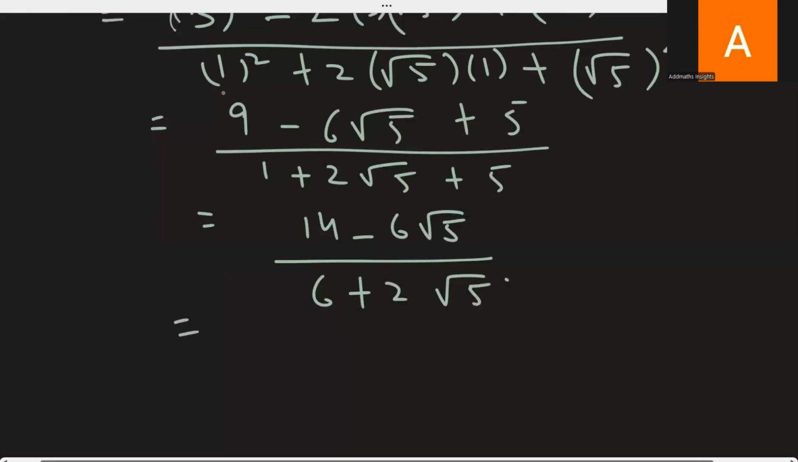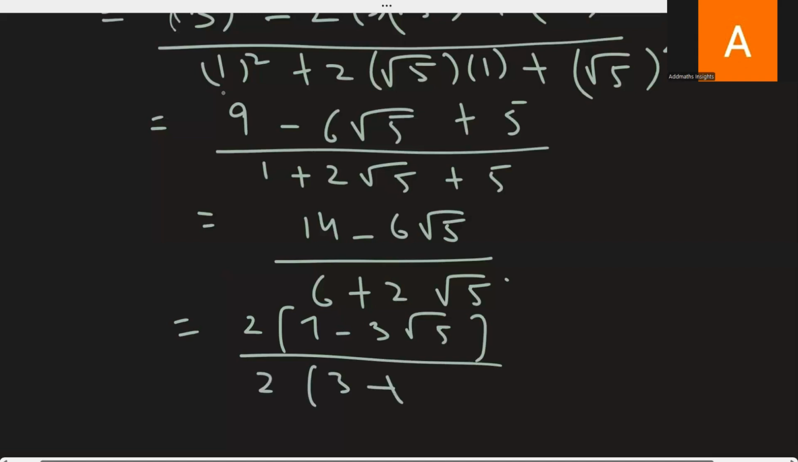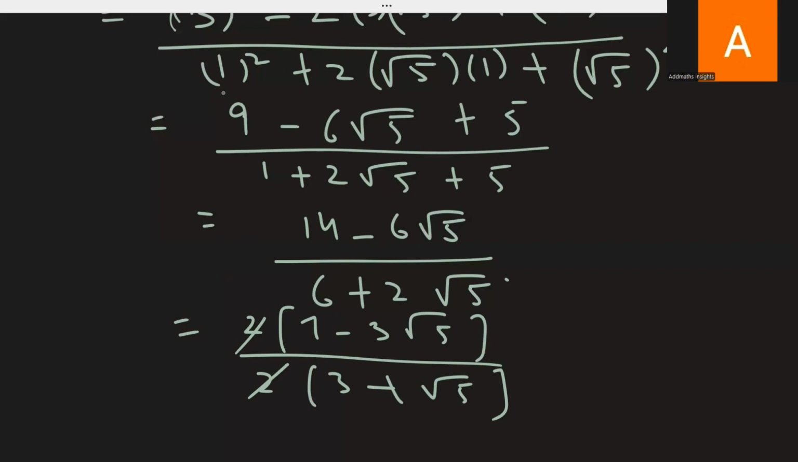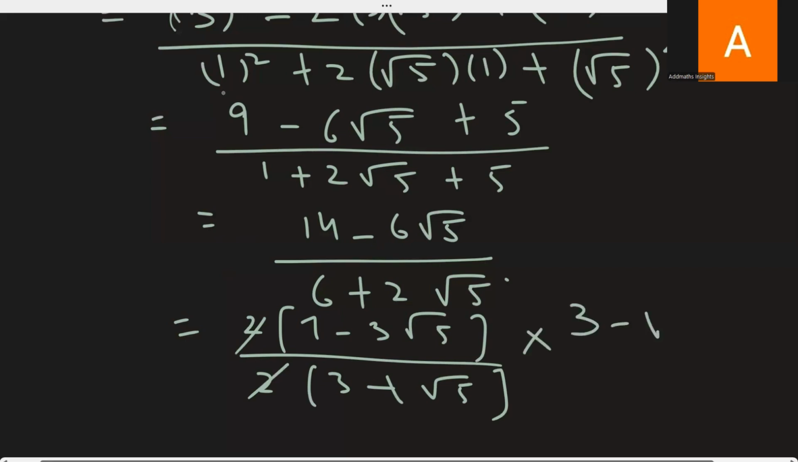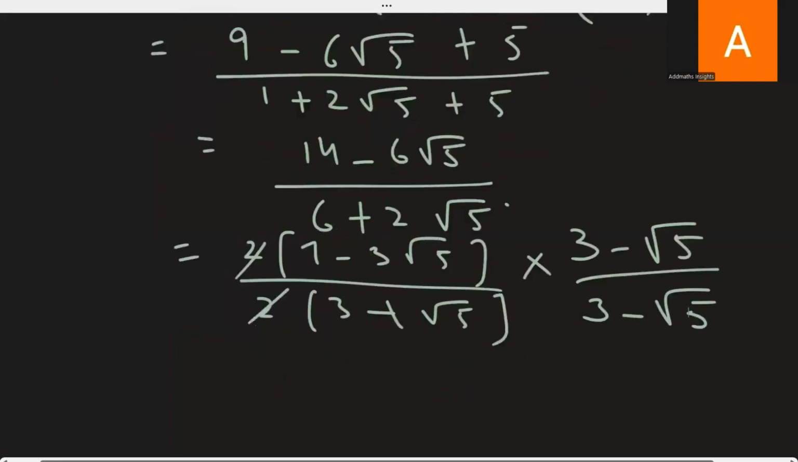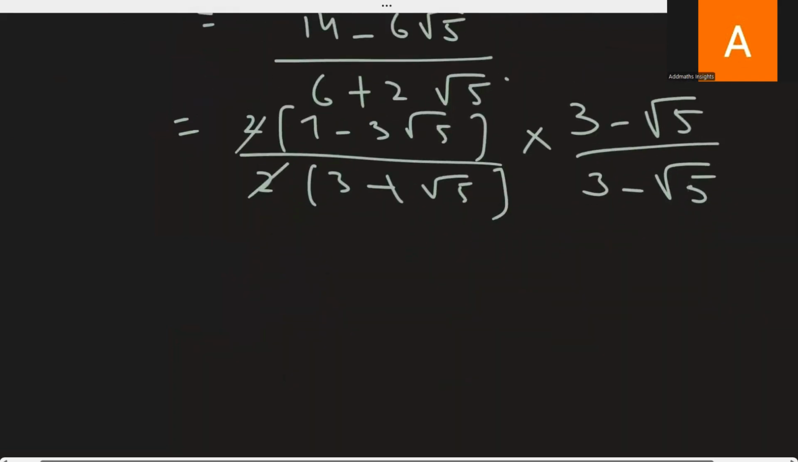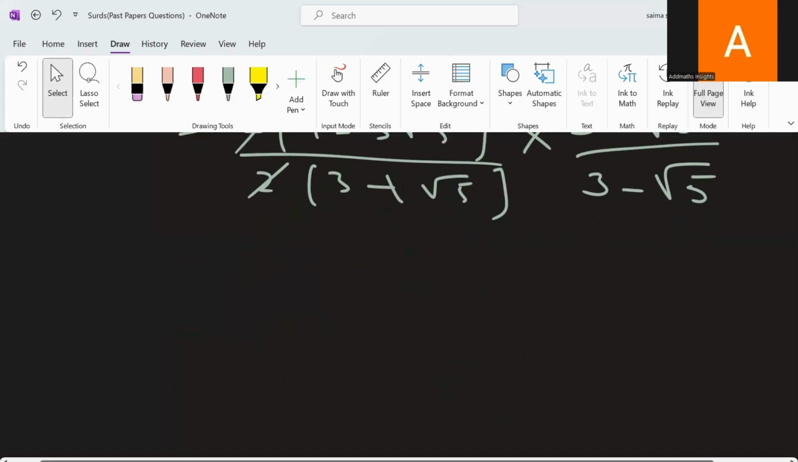So you can take common 2 from the numerator and from the denominator to make your calculation easier. Now we simplify it. So your final answer is 7 minus 3 under root 5 over 3 plus under root 5. Now we have to rationalize it. And how to rationalize? We take the conjugate of 3 plus under root 5, which is 3 minus under root 5, and divide and multiply by 3 minus under root 5. Now you do multiplication. We multiply numerators and we multiply denominators as well.